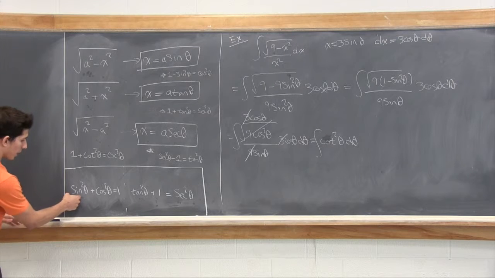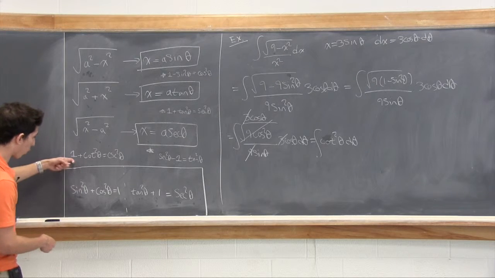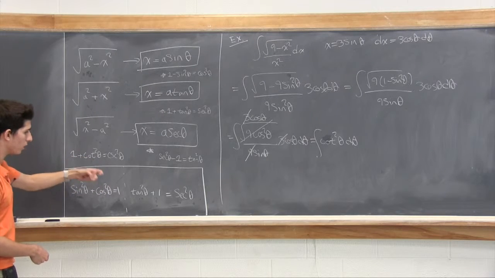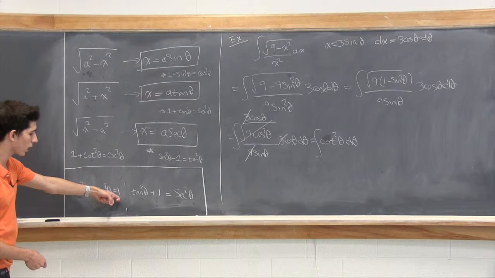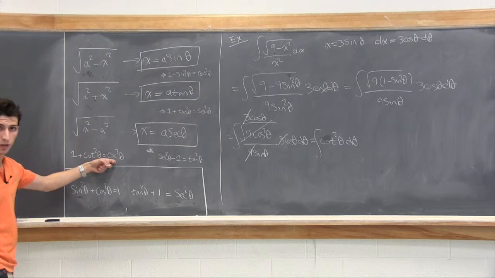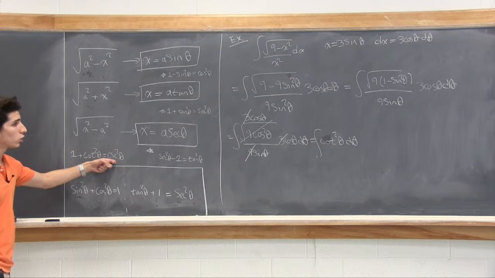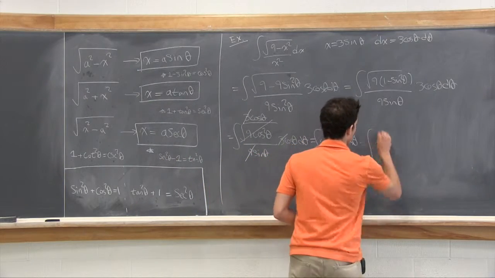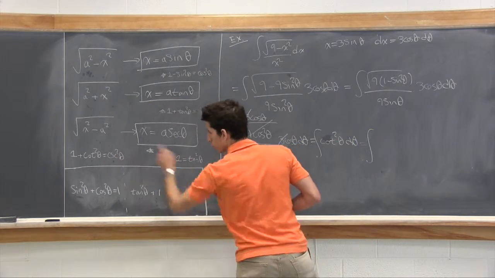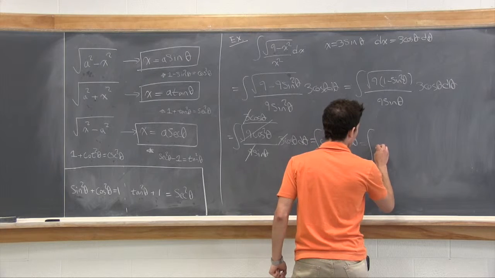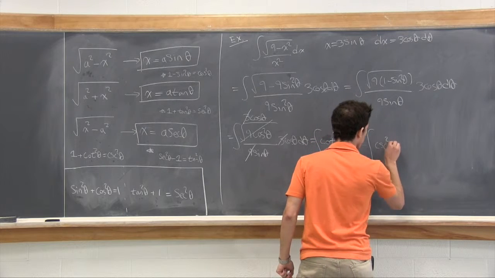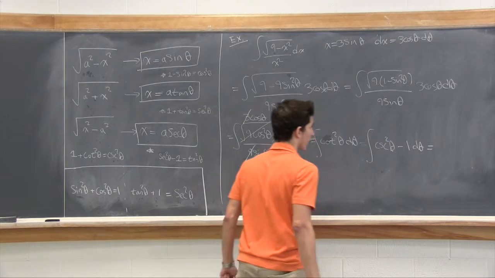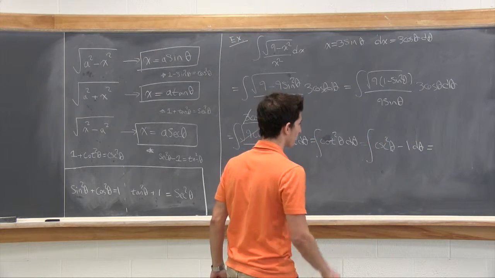If I divide this by sine squared, I'll get a 1. If I divide this by sine squared, I'll get a cotangent squared theta. And if I divide this by sine squared, I'll get a cosecant squared theta, right? So now I can rewrite my cotangent squared theta as cosecant squared theta minus 1. So cosecant squared theta minus 1 d theta. Now this I can integrate, right?